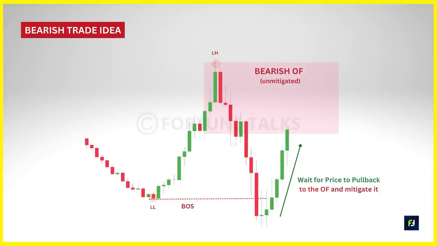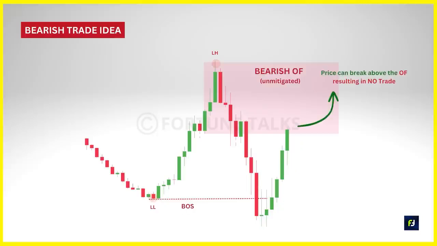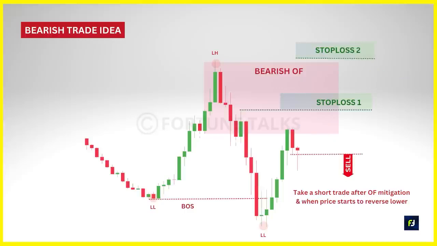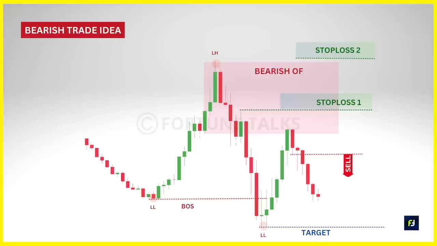As in the previous scenario, two outcomes are possible. First, the price could just break past the order flow, resulting in no trade. The other scenario is when the price tests the bearish unmitigated order flow and reverses lower to move in the existing major market direction, which is bearish. In that case, we can look to take a short trade below the order flow after it has been mitigated, while keeping our stop loss above the order flow zone. And our minimum target level should be the most recent swing low level or the lower low level.